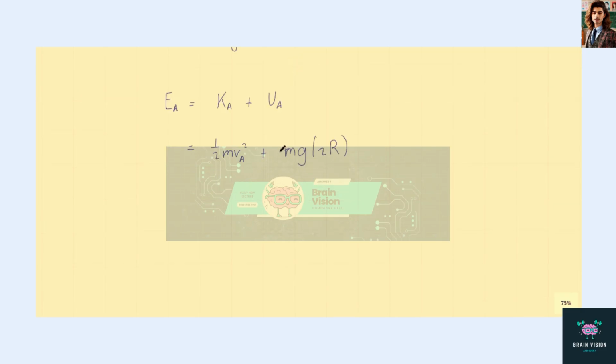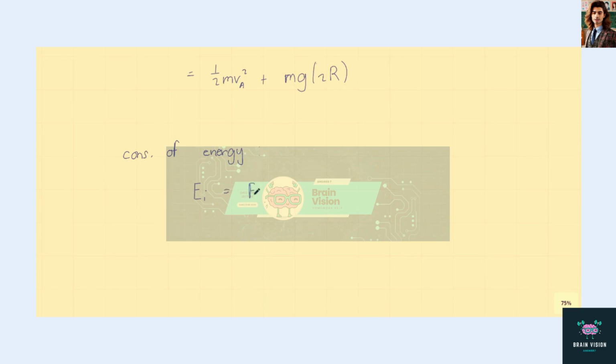Now, we know that mechanical energy is conserved, and so we can equate the energies at these 2 points. So that means the initial energy at the top must equal the energy at point A, EA. So let's equate the two expressions, and we get m times g times 3.5r is equal to a half m Va squared plus mg times 2r.